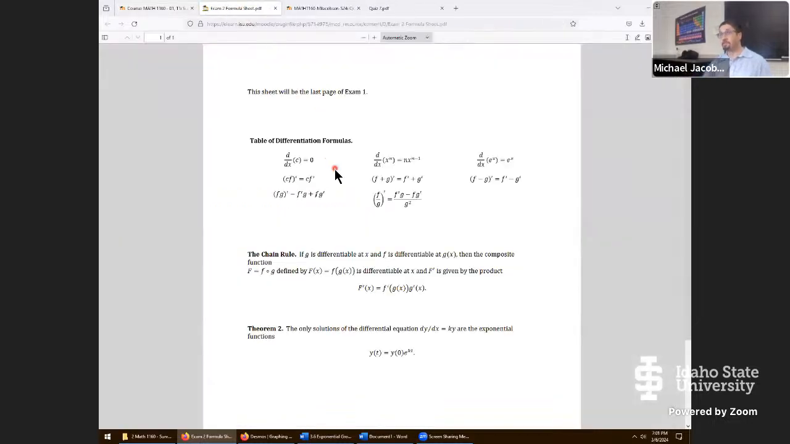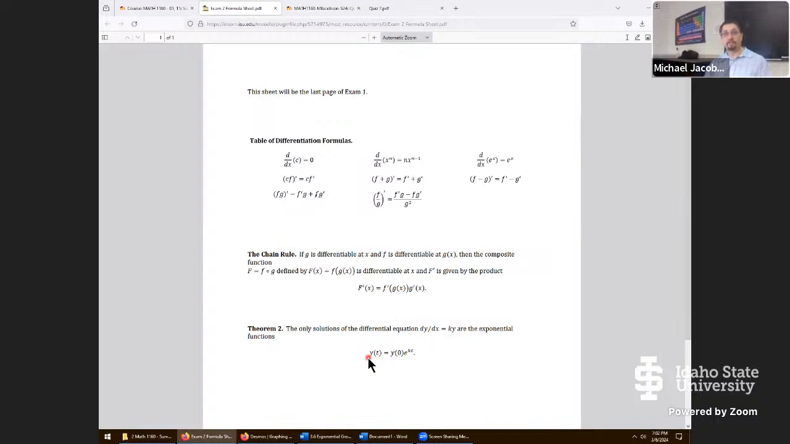I included the table of differentiation formulas. This is a kind of periodic table to calculate derivatives for the things we've seen from section 3.1 to 3.6. The chain rule is also stated here in its ordinary form. And this is the section 3.6 formulas. This is the derivative and differential equation, and this is the solution.